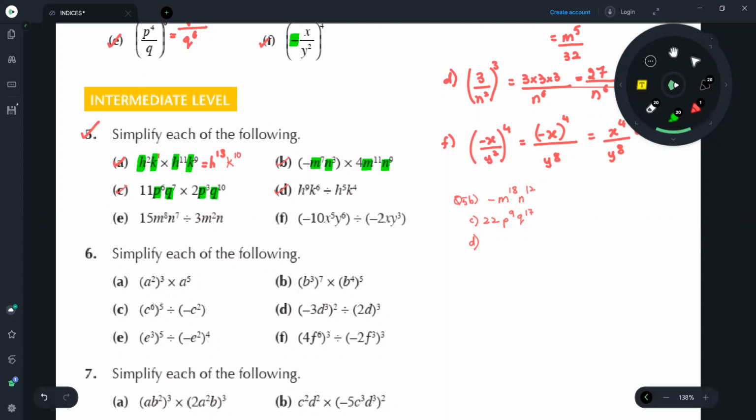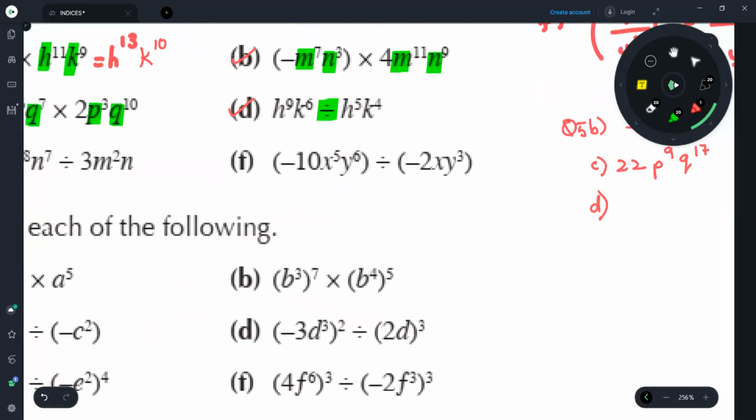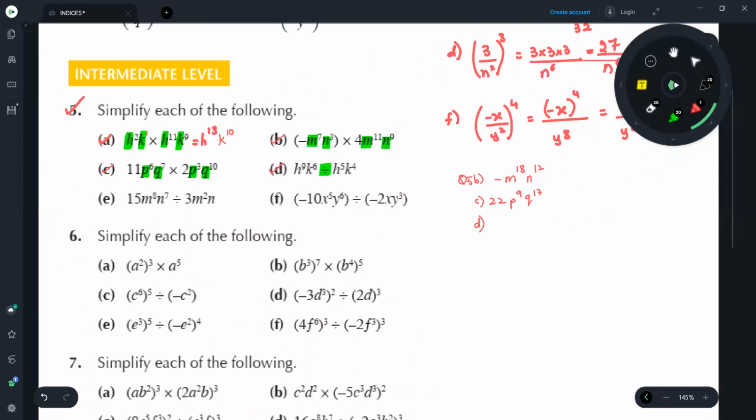Do you see a division sign in the middle? Fatma, say yes or no. Fatma, I can't hear you. Yes, sir. Okay, so it's going to be h^9 k^6 divided by h^5 k^4. Can I say when the bases are the same and are being divided, the powers are subtracted? So it's going to be h^4 and k squared. Yes or no? Yes, sir. Part E, please.